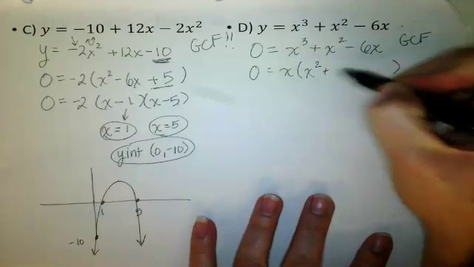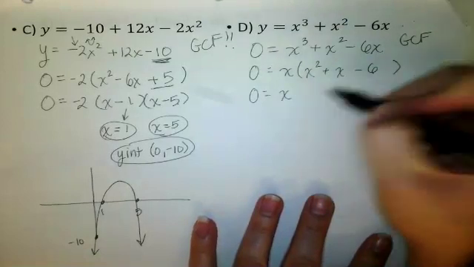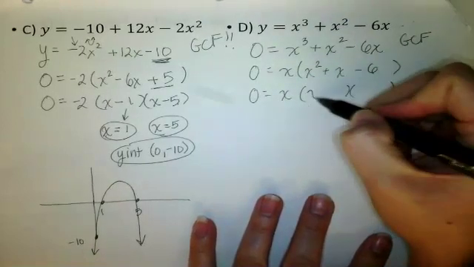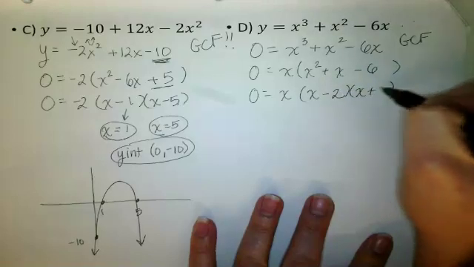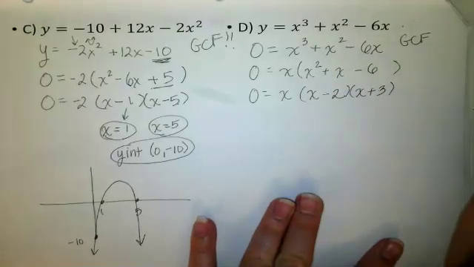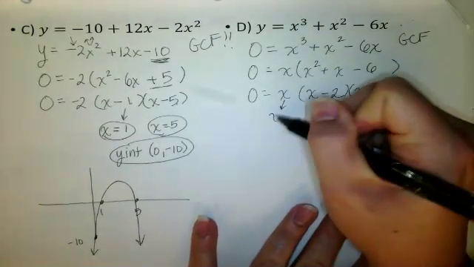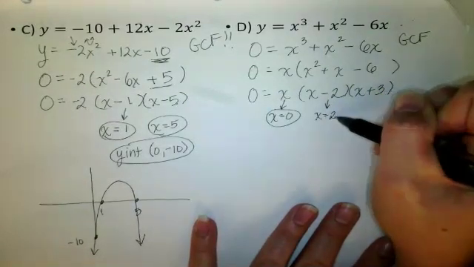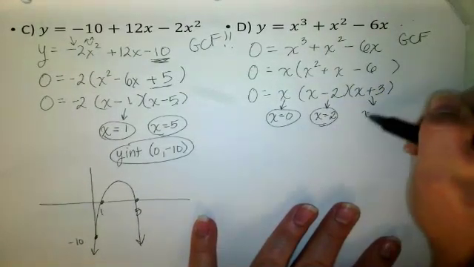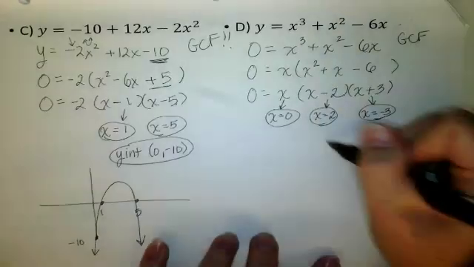What's left behind? X squared plus x minus 6. Very good. And then we can double X bubble: x minus 2 and x plus 3, which means what are our solutions for x? 0, positive 2, and negative 3. Very good.